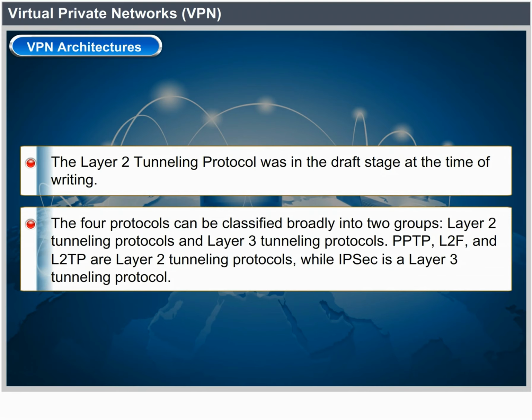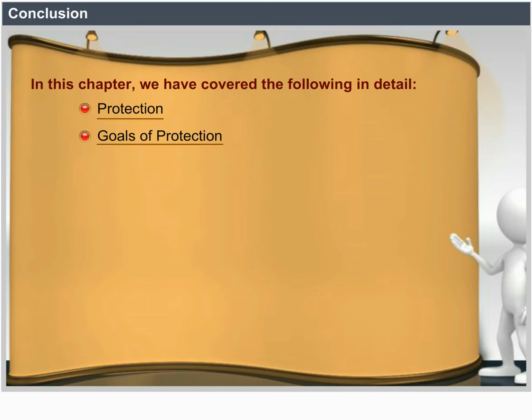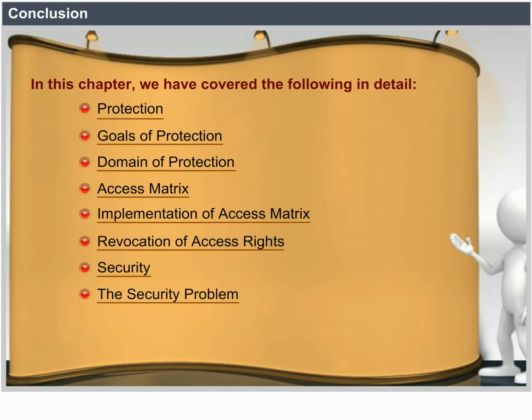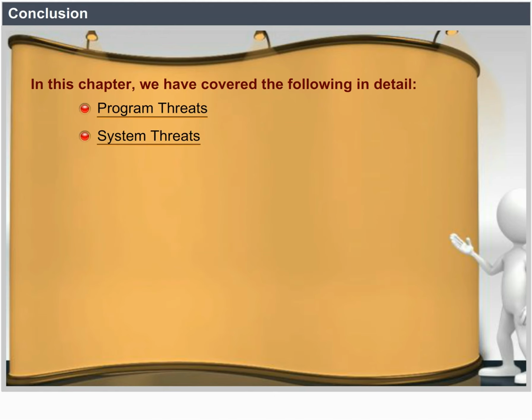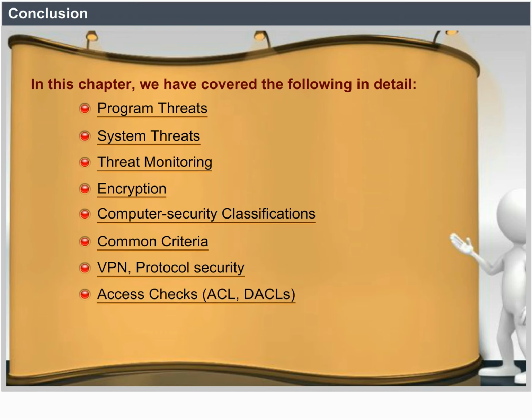Conclusion. In this chapter, we have covered the following in detail: protection, goals of protection, domain of protection, access matrix, implementation of access matrix, revocation of access rights, security, the security problem, authentication, one-time passwords, program threats, system threats, threat monitoring, encryption, computer security classifications, common criteria, VPN protocol security, access checks, ACL, DACLs, auditing and policy management, user account controls, UAC.